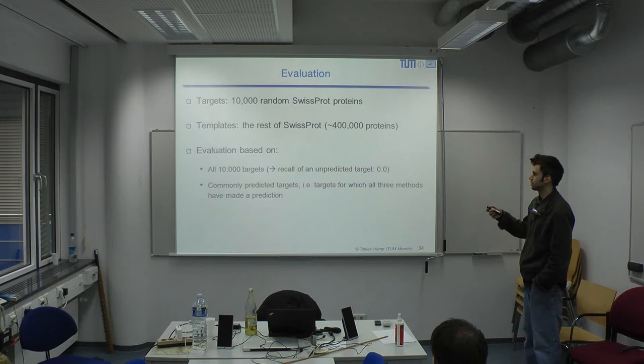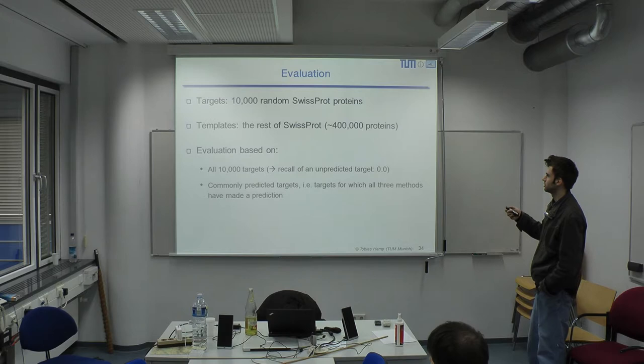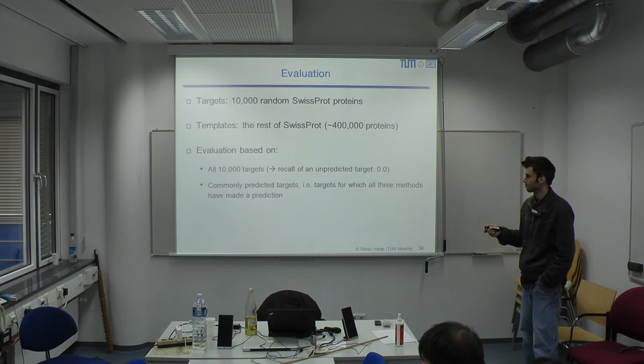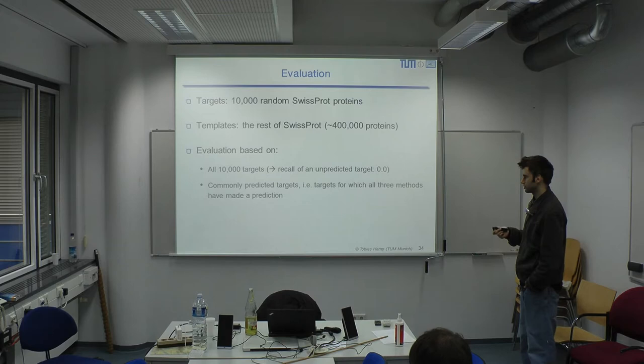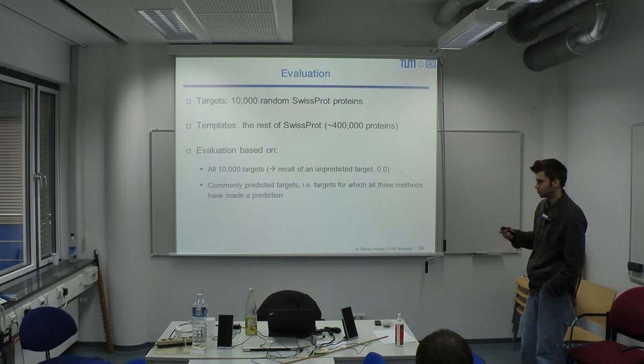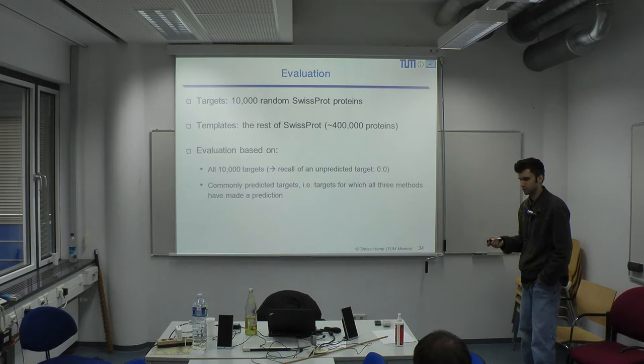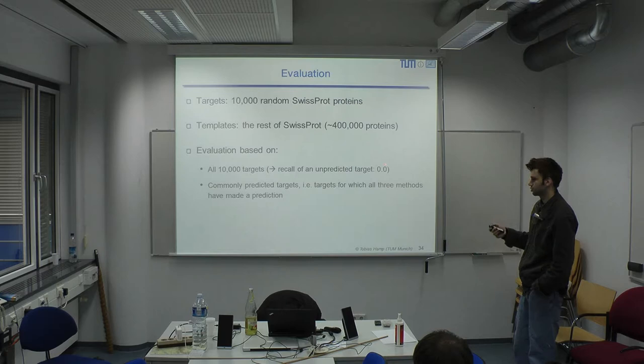In our case we picked 10,000 random proteins from SwissProt that we simply called our targets. We did this ourselves, so we used all the rest of SwissProt as the templates, and we performed two different evaluations. Not all the methods made predictions for all the proteins. Some of them left some proteins out. So we performed one evaluation on targets for which all the methods made predictions, to have a comparison on the same data set. But in the second evaluation, we also considered the fraction of proteins that were not predicted, by penalizing each unpredicted target with a recall value of 0.0 in the averaging of the curves. And this is what we got out in the end.